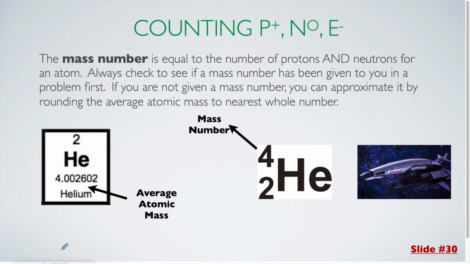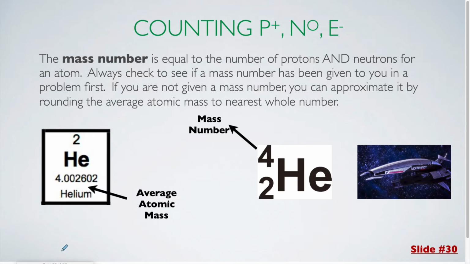Next up, we have the mass number. The mass number is equal to the number of protons and neutrons for an atom. Always check to see if a mass number has been given to you in a problem first. If you are not given a mass number, you can approximate it by rounding the average atomic mass to the nearest whole number.